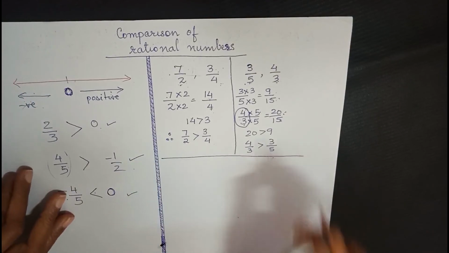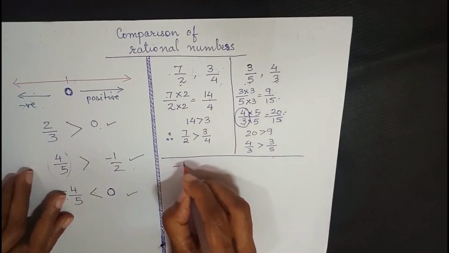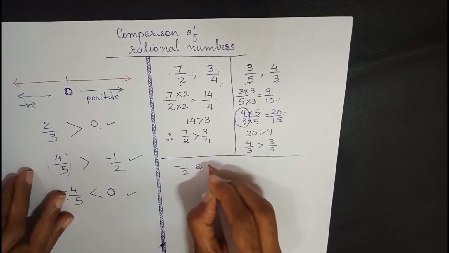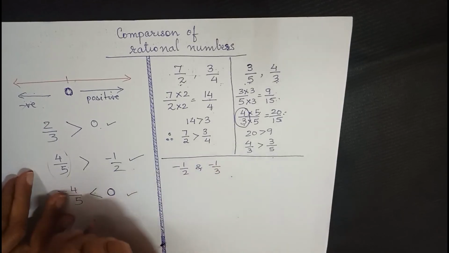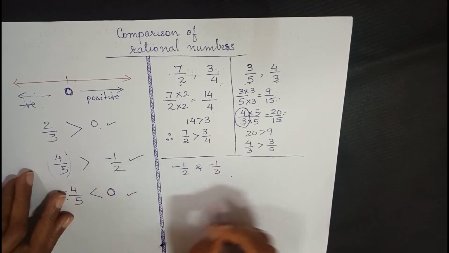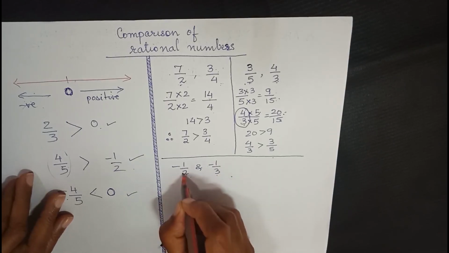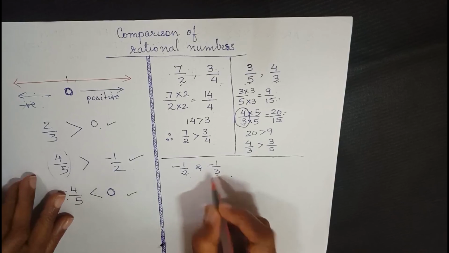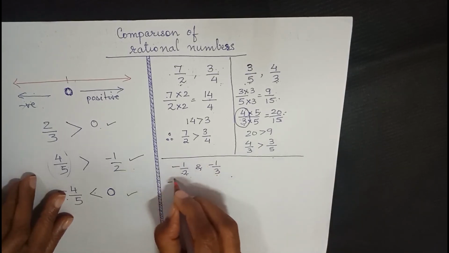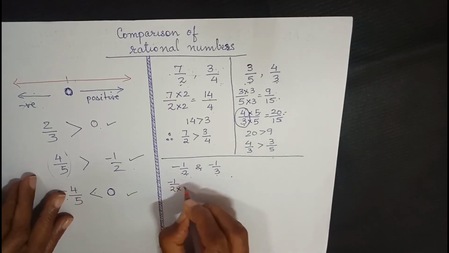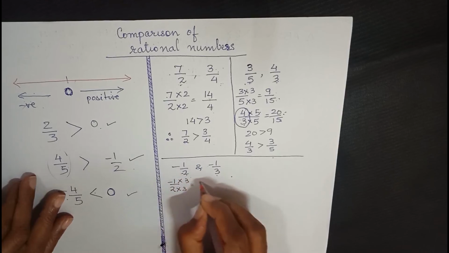Let us take some negative rational numbers and compare. Let us say minus 1 upon 2 and minus 1 upon 3. Now both are negative, so I can't directly write. I will have to make the denominators same. Now this I will multiply with 3 to make it 6. This I will multiply with 3 to make it 2. Sorry, make it 6 again. So this I multiply by 3 up and down. What I get is minus 3 upon 6.